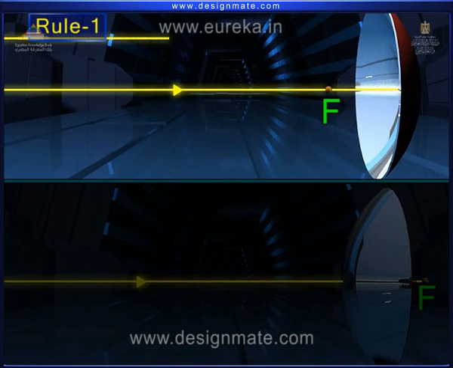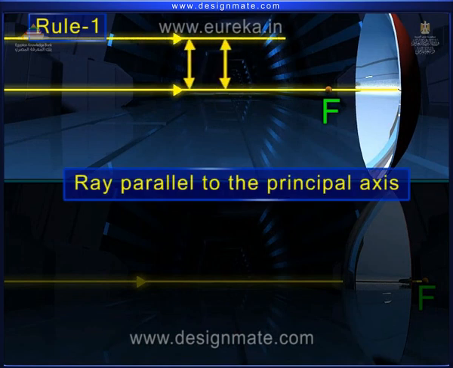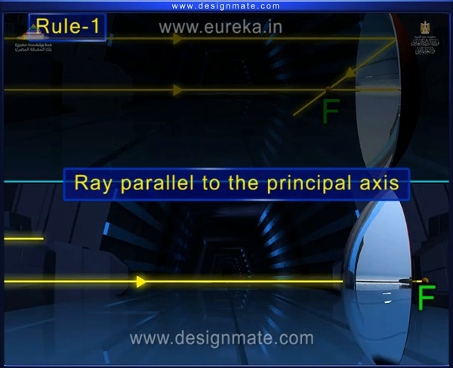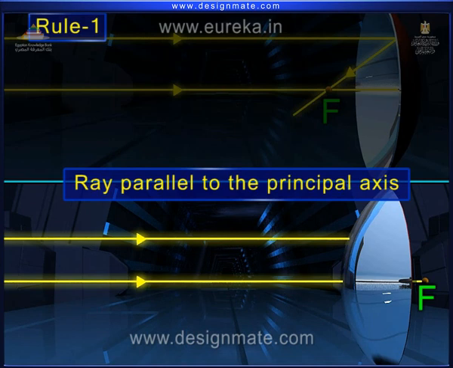1. A light ray which is parallel to the principal axis, after reflection from a concave mirror, passes through the principal focus. In the case of a convex mirror, the ray after reflection appears to diverge from the principal focus.